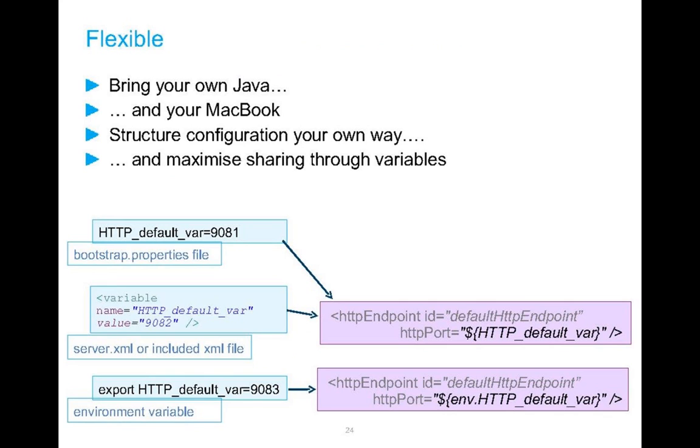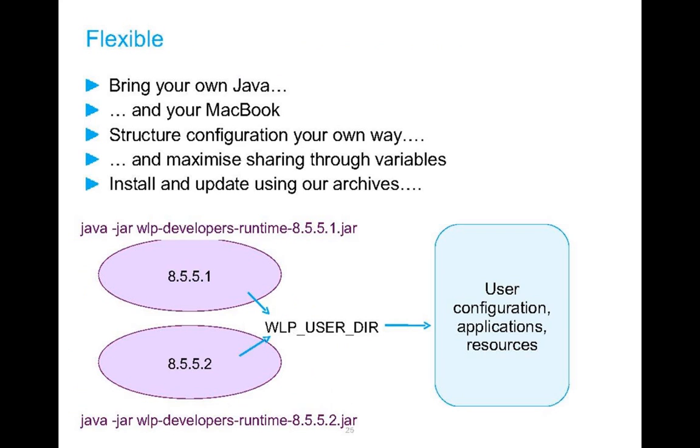And then you can install and update using the archive that we provide. Liberty supports the installation manager process of installing as well, but we also support archive-based install. You can use your runtime jar, and then later when you get the next version, you can use the next jar and update. User configuration, applications, and resources would all be in the user directory, and the other things would be upgraded. And you can also build your own server for backup and deployment.